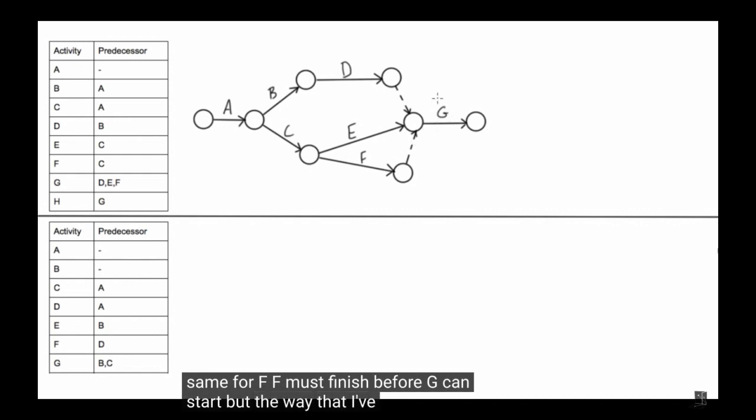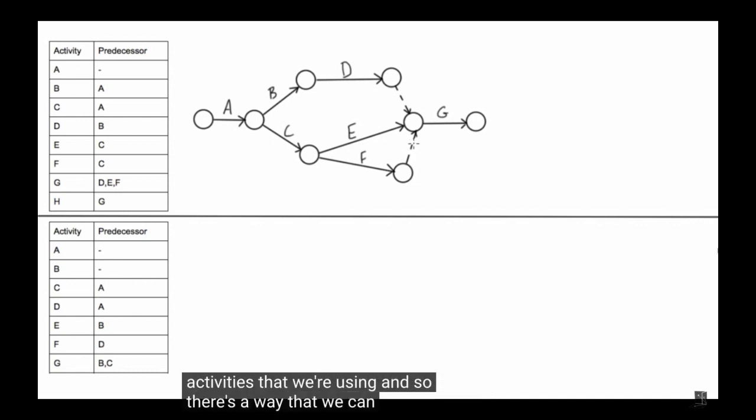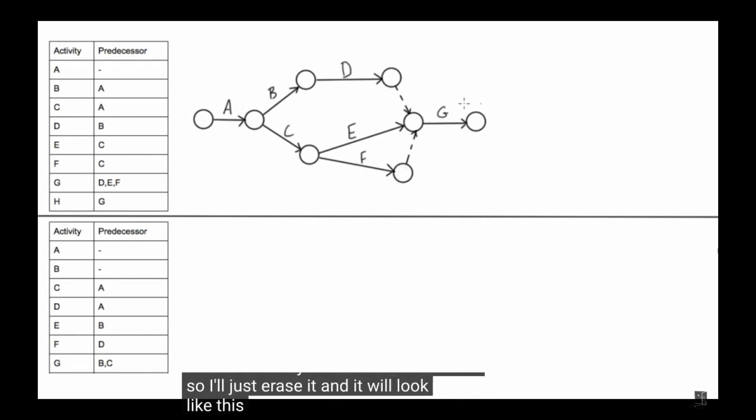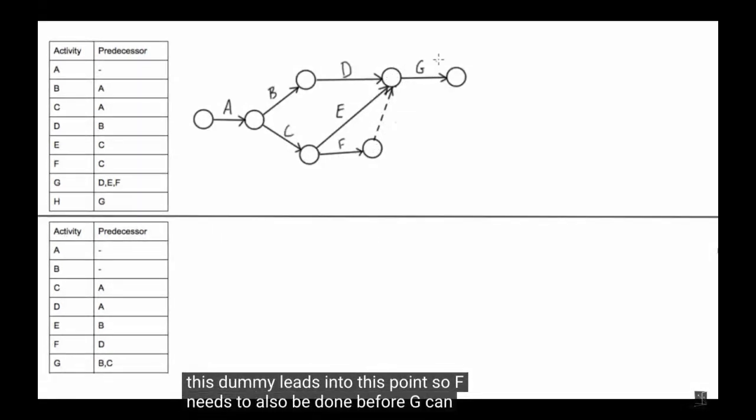But the way that I've drawn this, there are two dummy activities. We actually want to minimize the number of dummy activities that we're using, and so there's a way to draw this where we'll only use one instead of two. So I'll just erase it. So now what we've done is we've reduced the entire network diagram to only have one dummy. We still have all the correct predecessors for G, right? So D leads to G start, E leads into it, and then F, by extension of this dummy, leads into it. So F needs to also be done before G can start.